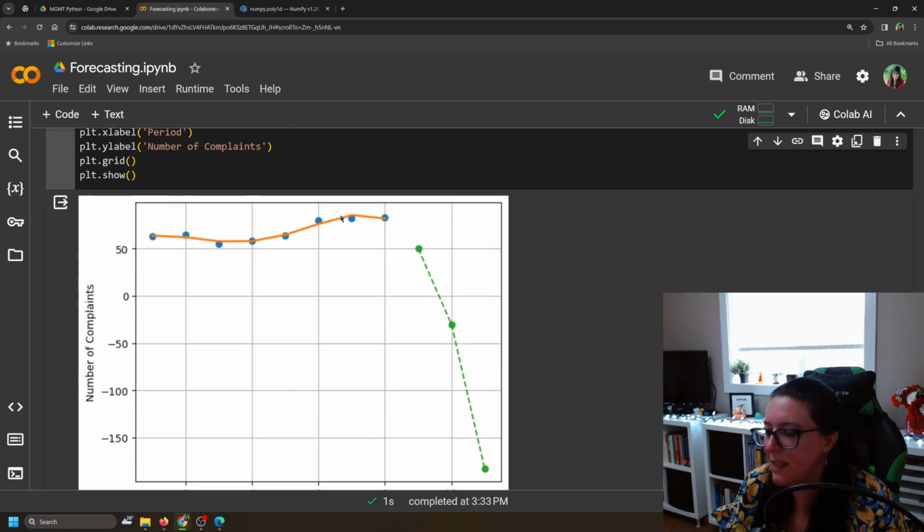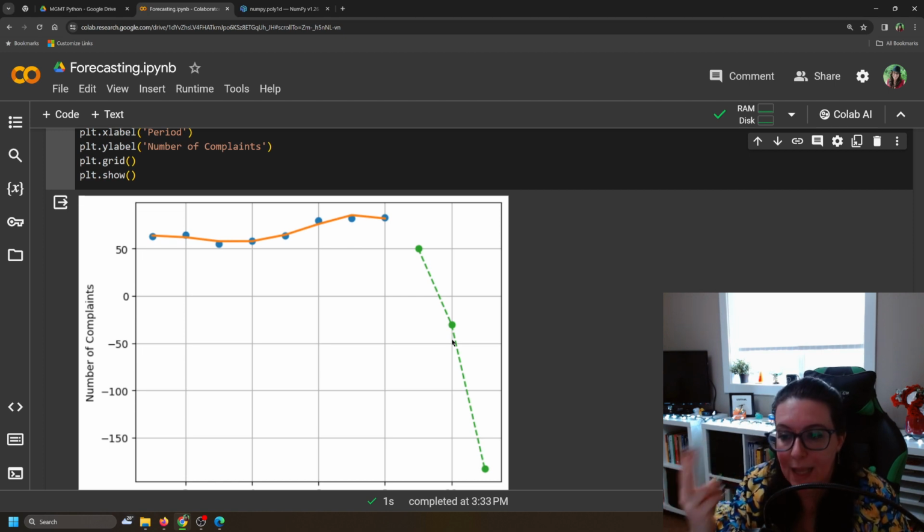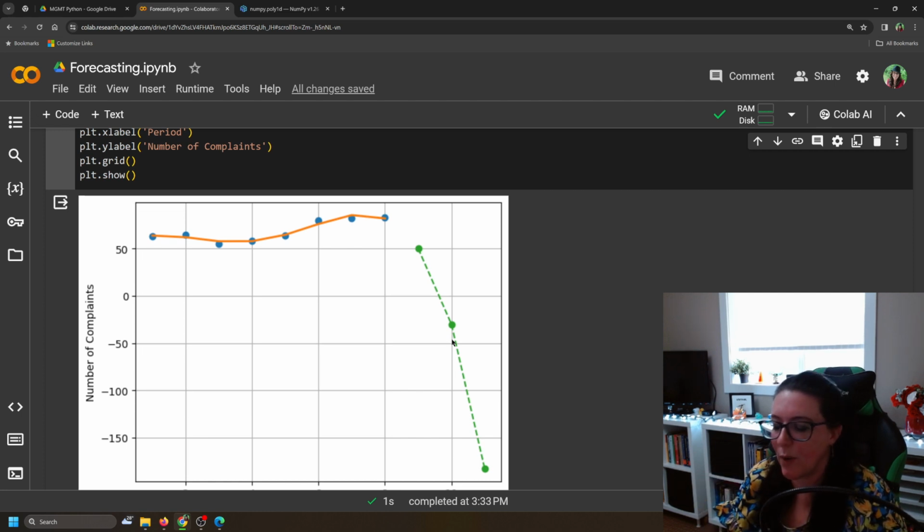So notice it fits the old data really well, but the future data, it turns into negative complaints, which we know aren't possible. So even though the polynomial of degree 4 fits really well, it doesn't actually make any sense. And so when you're doing forecasting models, you have to think about how complicated is the model? Can I explain it to the stakeholders? Is it easy to do a calculation? Does it make sense for the future? And consider the R squared. Don't consider just the R squared by itself.